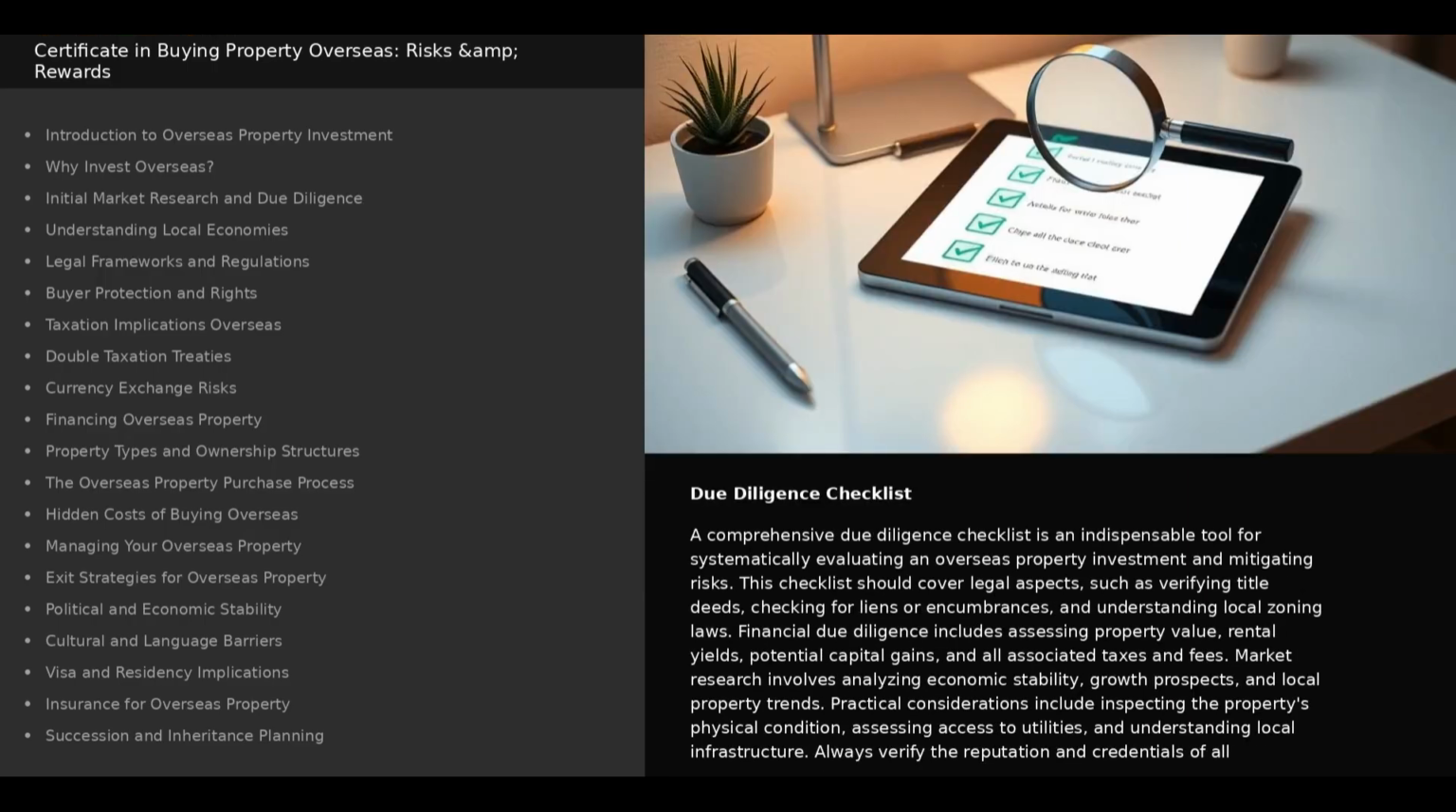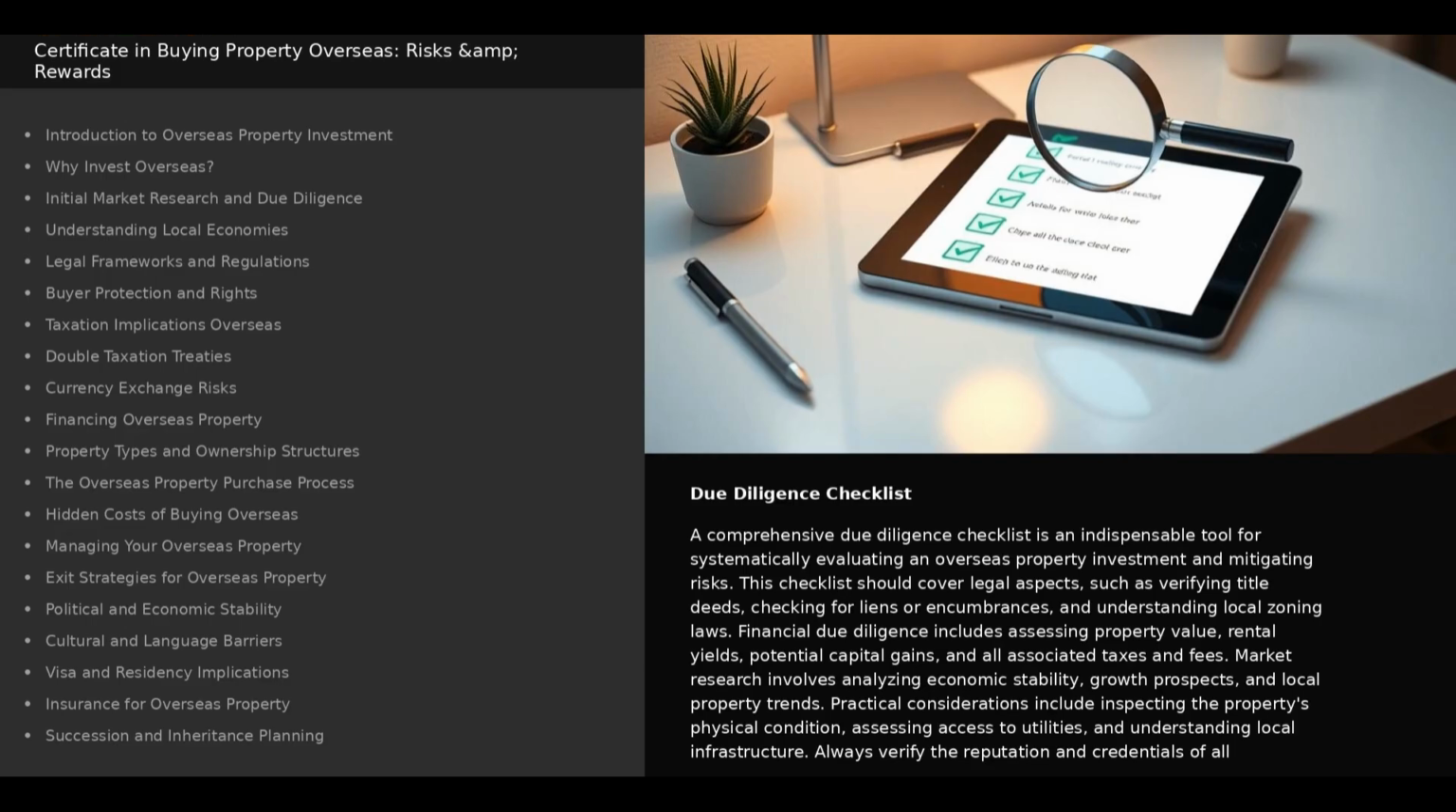Due diligence checklist. A comprehensive due diligence checklist is an indispensable tool for systematically evaluating an overseas property investment and mitigating risks. This checklist should cover legal aspects, such as verifying title deeds, checking for liens or encumbrances, and understanding local zoning laws. Financial due diligence includes assessing property value, rental yields, potential capital gains, and all associated taxes and fees.